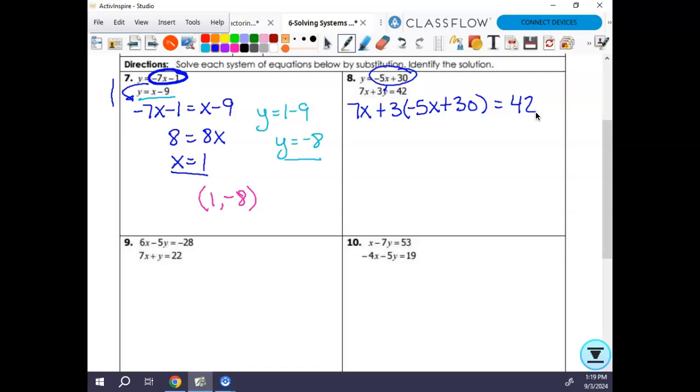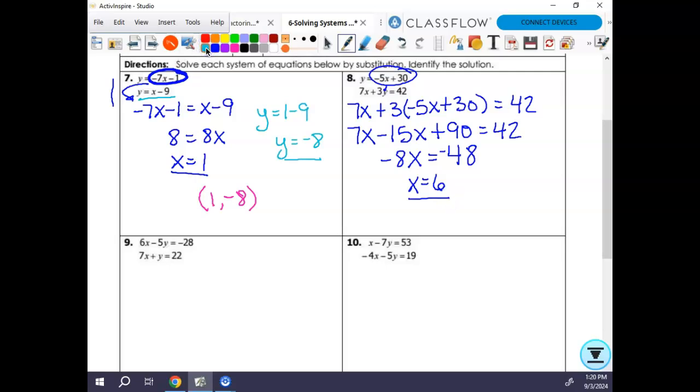When I substituted something in with more than one term, I put parentheses there so I don't mess something up. So this is going to give me 7x minus 15x plus 90 equals 42. So make sure you actually distribute that to both. So 7x minus 15x is negative 8x. And then I'm going to go ahead and subtract 90 from both sides. So what is that? Negative 48. Are y'all okay with me skipping steps or no? If the answer is no, just let me know. You don't have to announce it to the class. So x equals 6.